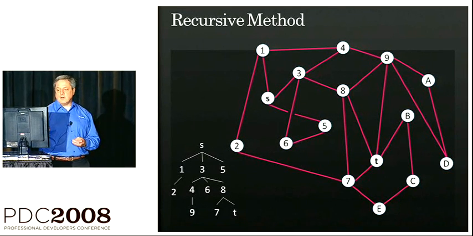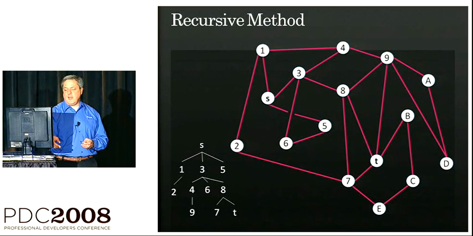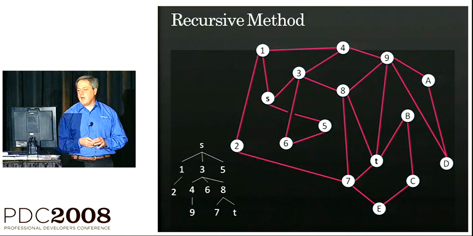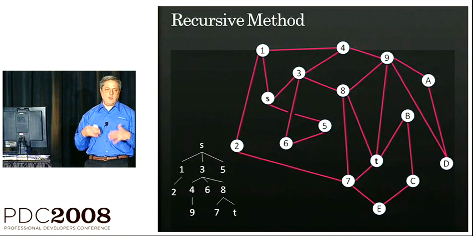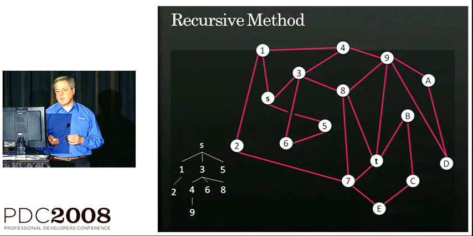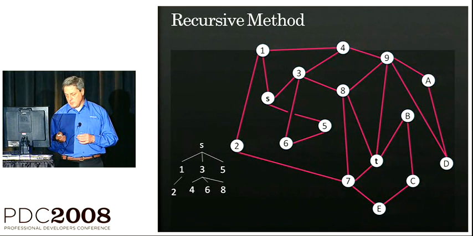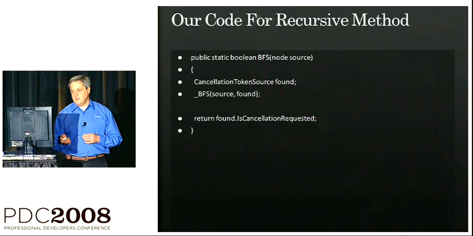So the problem here is, of course, I've got all these other threads. I got a thread at 2, I got a thread at 9, I got a thread at 7. Someone's reached T, I want to sort of stop them all. So how do I stop them all? Oops, wait, I'm going the wrong way. Okay.